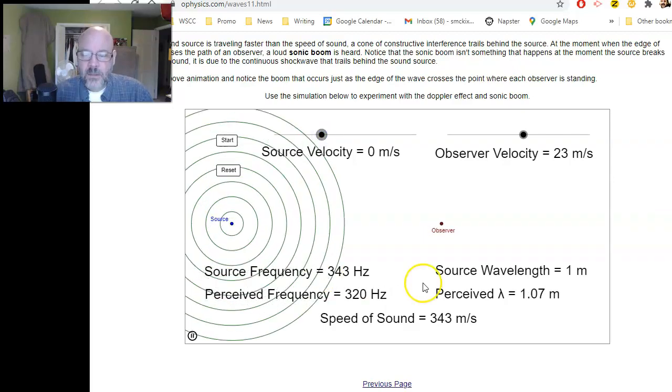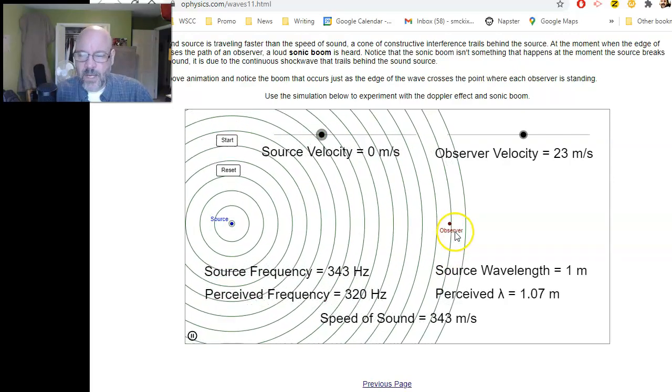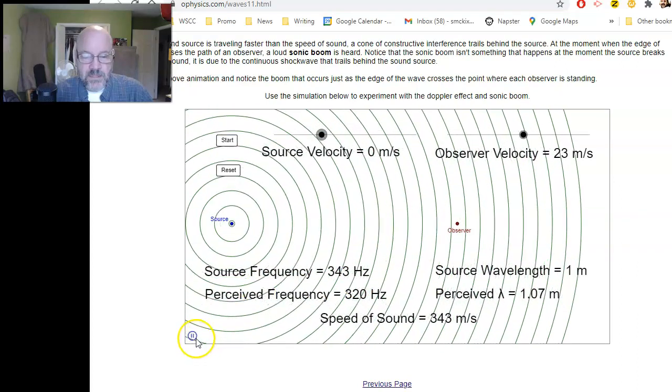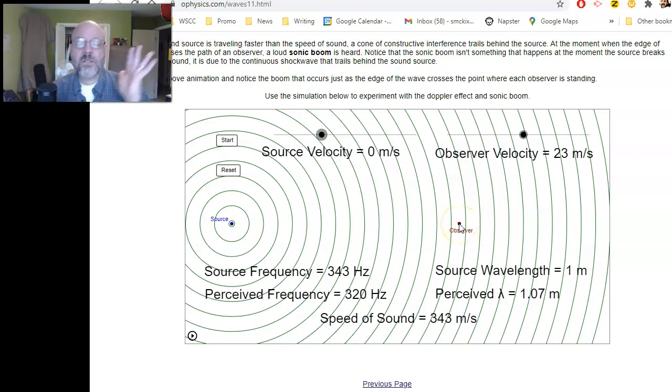Zero. There we go. All right, so my observer is moving away. There, you can see that going in there. Okay, now what's happening is the observer is moving away. It takes a certain amount of time for the wavelength to get from one place to another, but it's got to chase you. So it takes longer. The wave fronts take longer to reach you, okay?